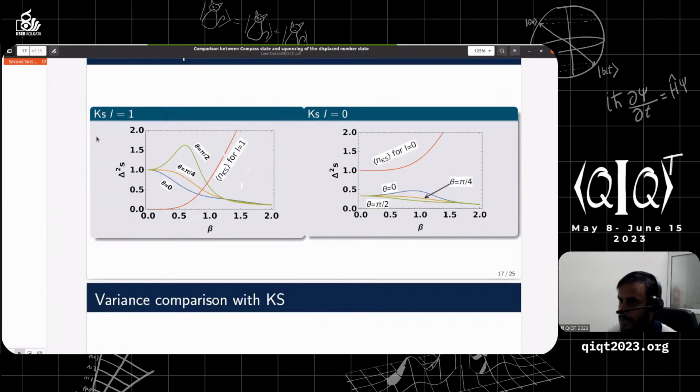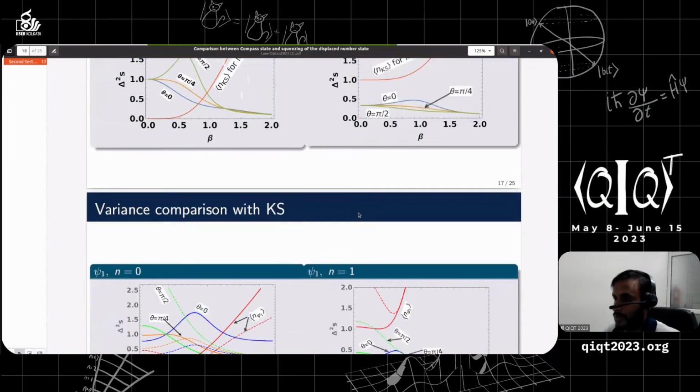Now for the compass state, either L equal to 1 on the left hand side or L equal to 0 on the right hand side, we see that the red line is the average number of photons, which describes the resource of the cavity for the measurement of the small fluctuation outside the system. As the average number of photons goes up, this variance goes down for the compass state. On the right hand side, we also see the same behavior: as the average number of photons goes up, the variance goes down. This is true for the compass state.